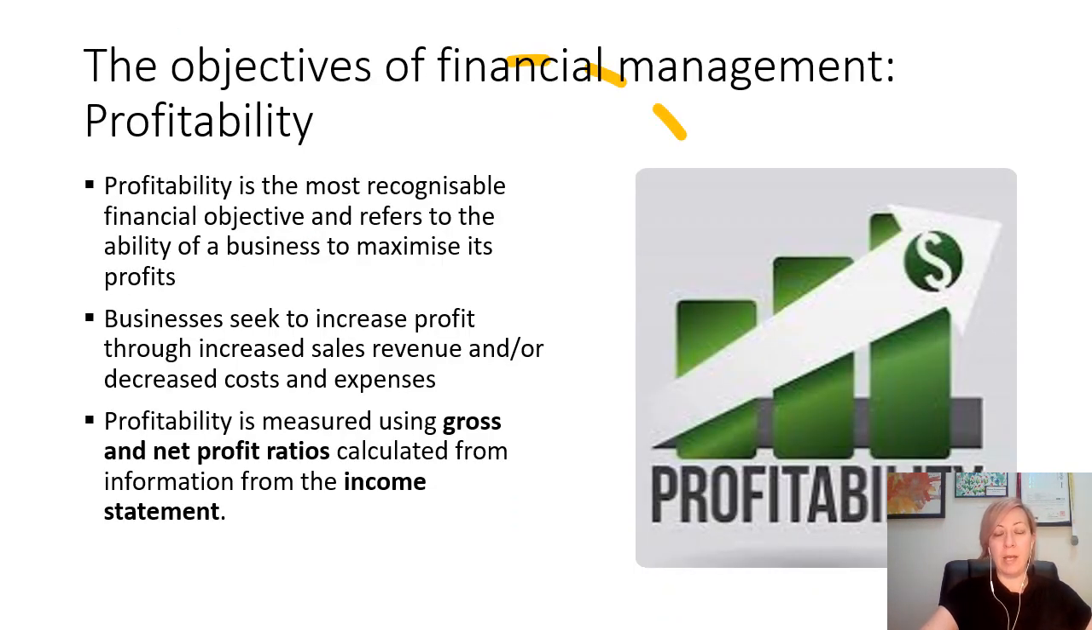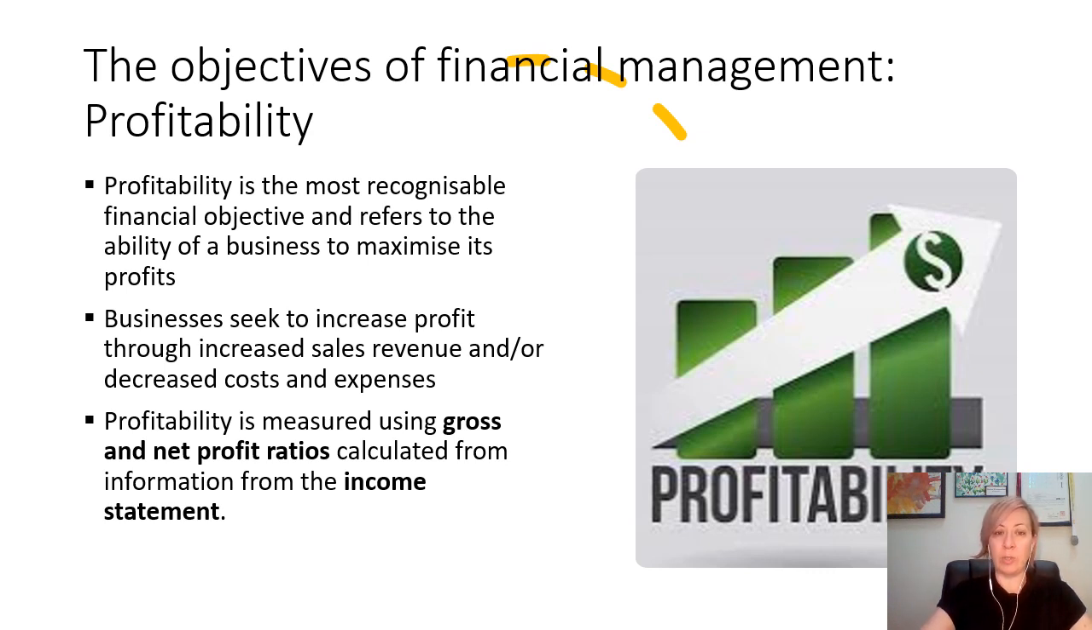So back to the profitability again. Profitability is the most recognized financial objective and refers to the ability that the business has to maximize its profits. Obviously, we spoke about decreasing your costs and expenses, and there's different ways that you can do that. Are we going to look at cost leadership? Are we going to look at expense minimization? So these are the things that are going to definitely come up later on.